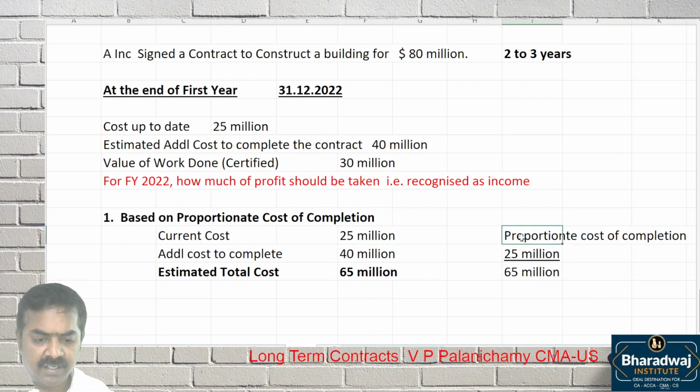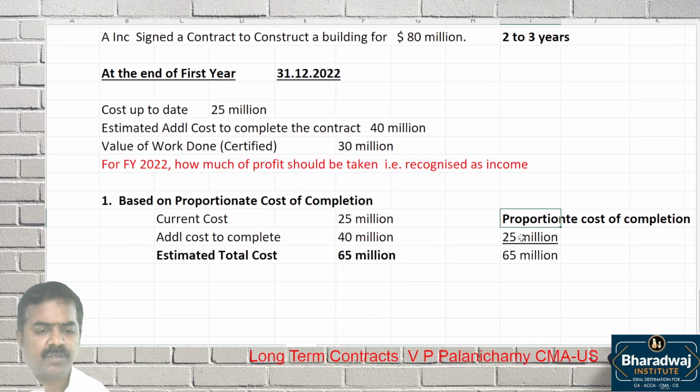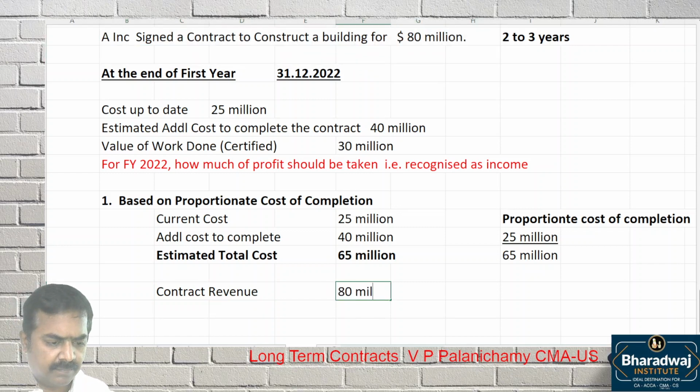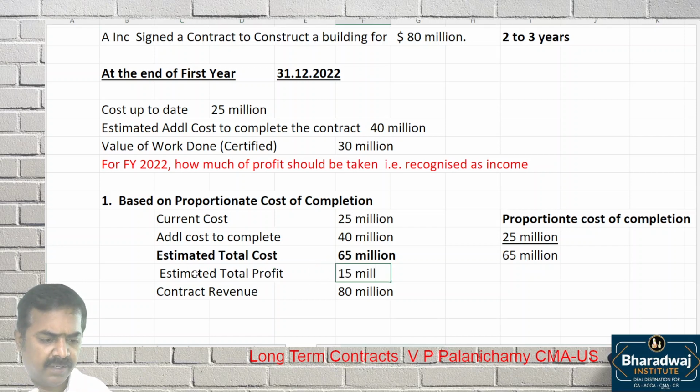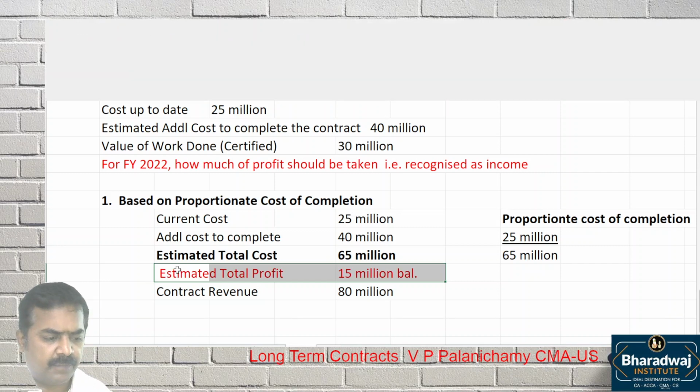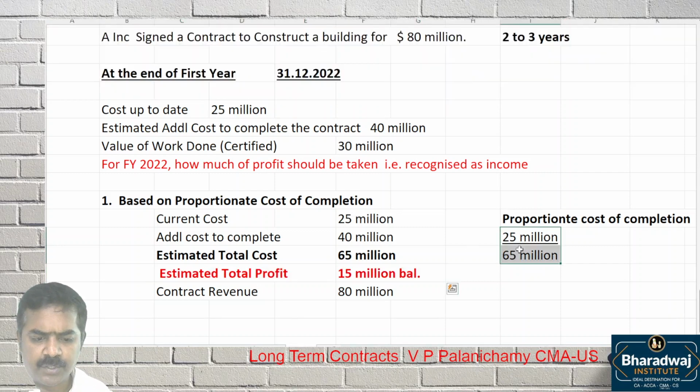Based on proportionate cost of completion. So our 25 million out of 65 million is complete. So what is the contract revenue? If the contract is complete, we will get a revenue of how much? 80 million. So this will give us estimated total profit. What is estimated total profit? 15 million. If you complete the work, you will get 15 million. You will get how much? 15 million. Now simple. How much is over?